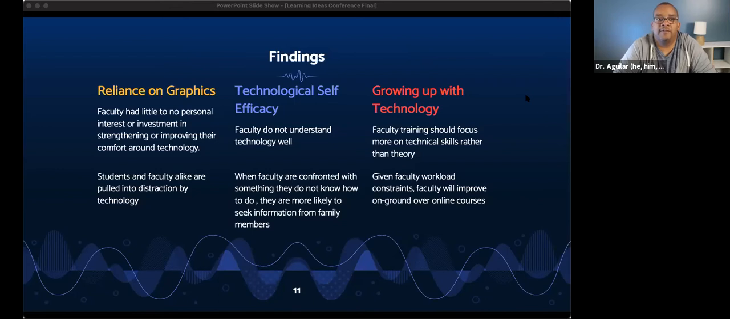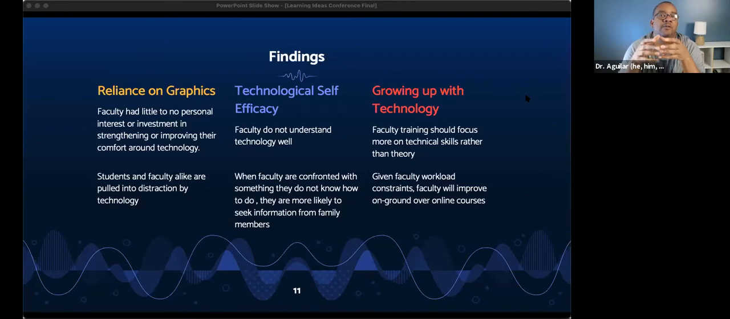So in terms of the findings, there were some things that were expected and some things that were not. So some faculty had no personal interest or investment in integrating technology into their classroom, or essentially trying to become more comfortable with technology. So when we think about the online move to technology, learning, people were not comfortable and they had no interest in expanding or building upon that comfort. And they also, in some ways, felt that both students and faculty would be pulled into distractions.